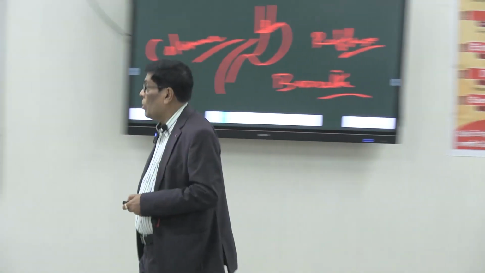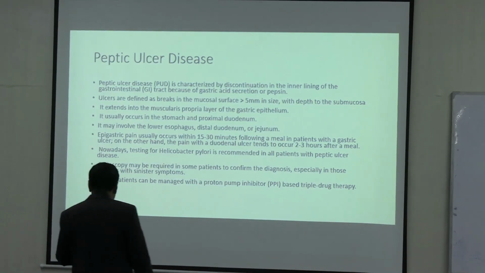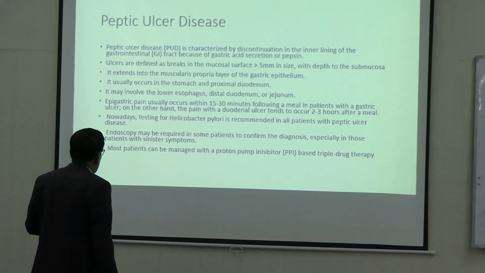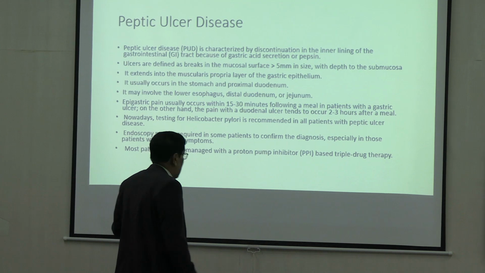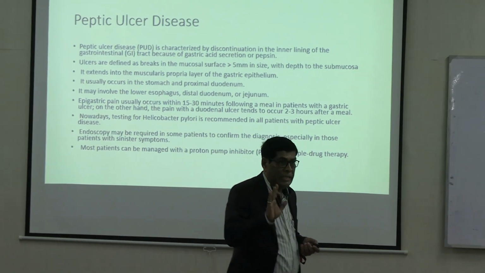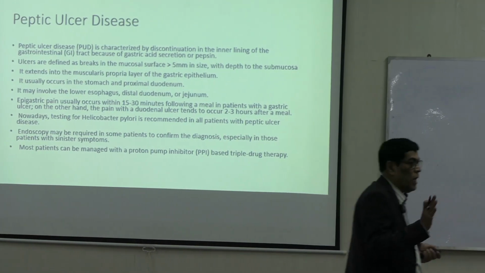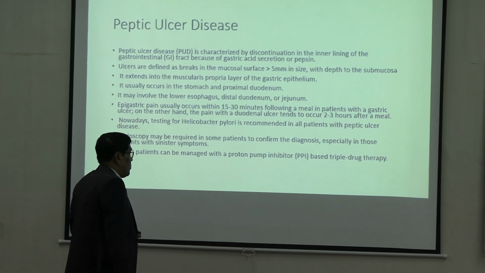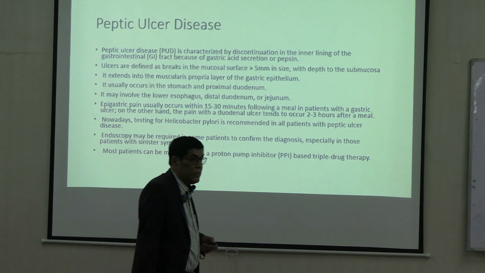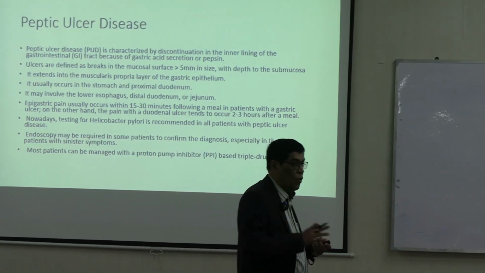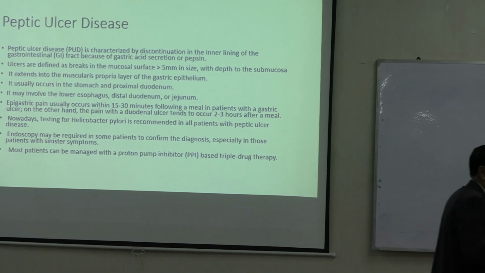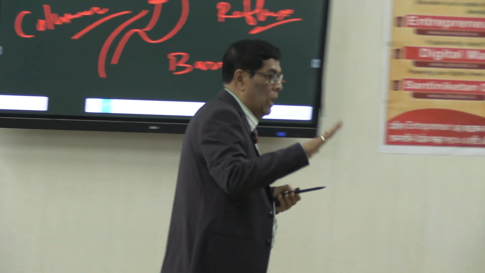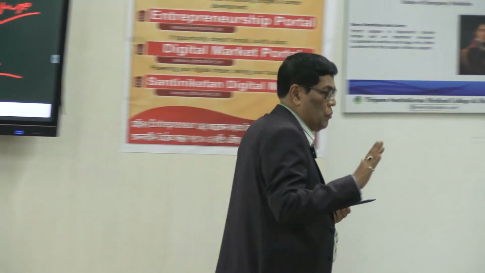Alright. So, this H. pylori infection you have known by now. Nowadays, testing for H. pylori is recommended in all patients with peptic ulcer disease because it is commonest. Next is with NSAIDs, non-steroidal anti-inflammatory drugs. Endoscopy may be required in some patients to confirm the diagnosis, especially in those patients who have sinister symptoms. I told you what is the complaint of the patient. This will be epigastric pain, relieved by food or aggravated by food. Many times you cannot come to the conclusions.